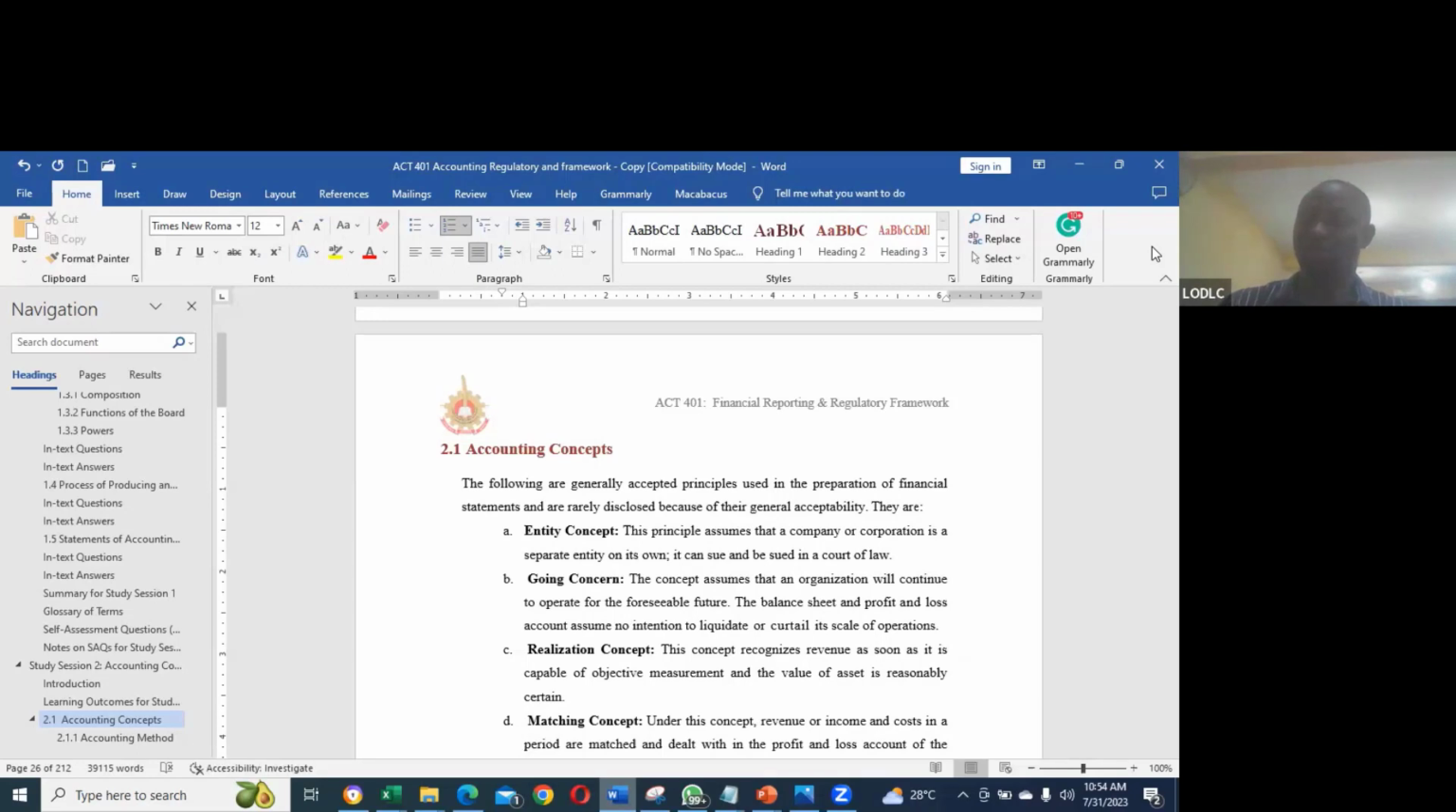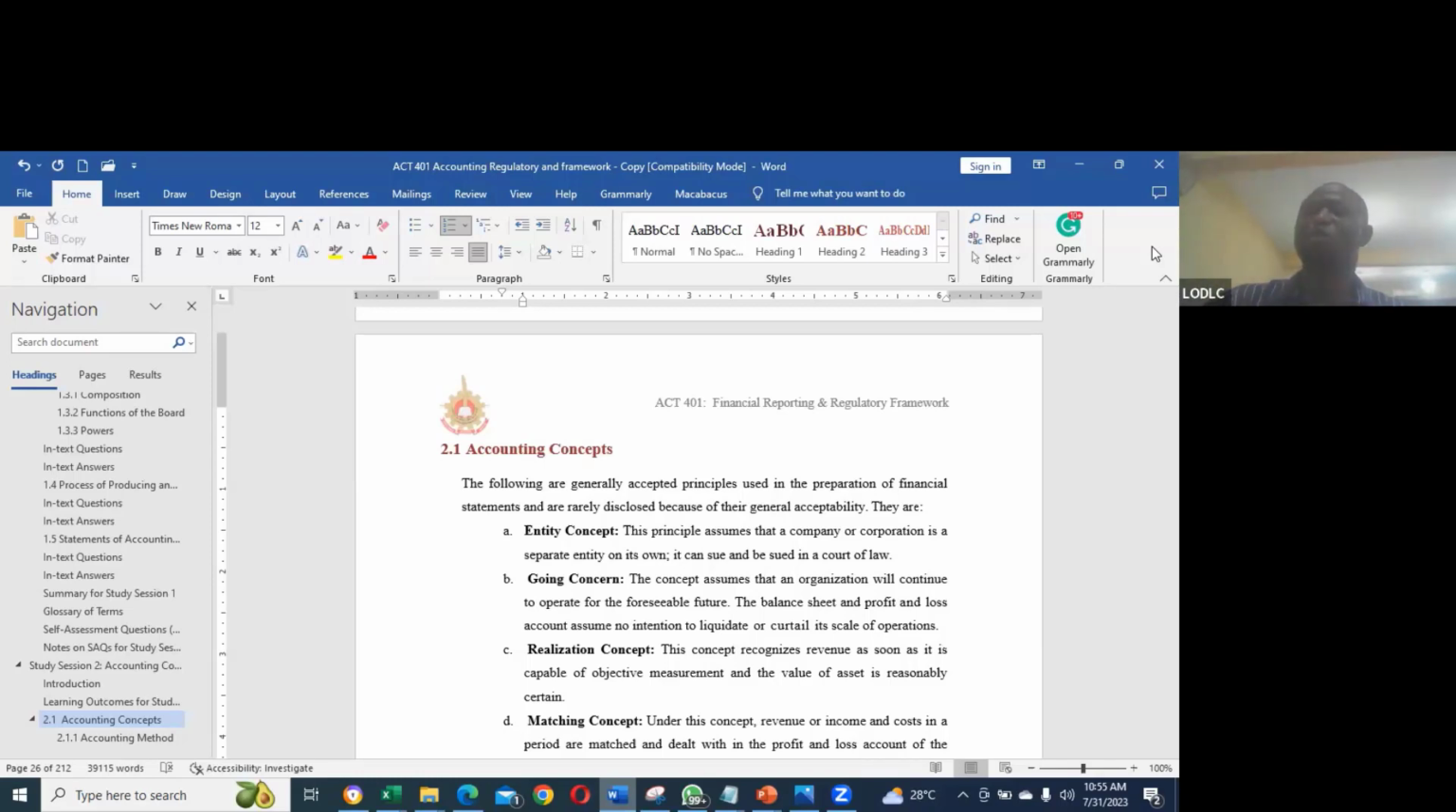So the balance sheet, which is known as statement of financial position, and profit and loss account assume no intention to liquidate or curtail the scale of operation. So that's what they are talking about, the going concern concept. Then we have the realization concept. This concept recognizes revenue as soon as it is what? Capable of objective measurement, and the value of the asset is reasonably certain. That is, your revenue must be what? Must be realized. Do you understand?